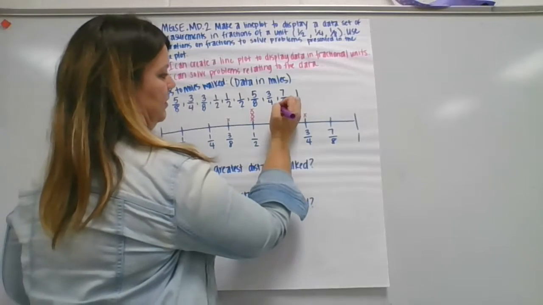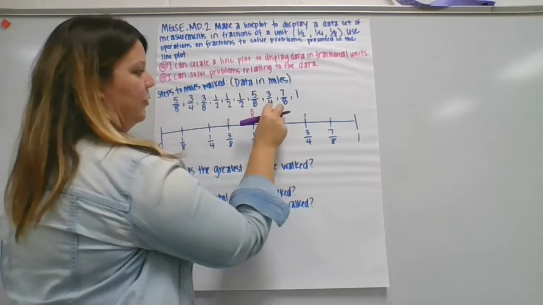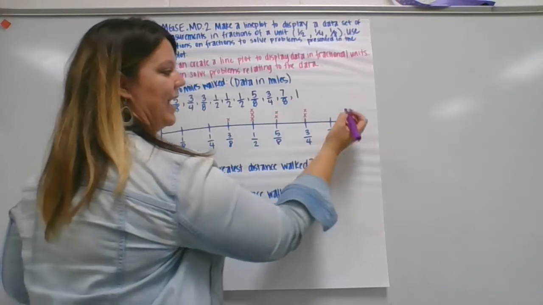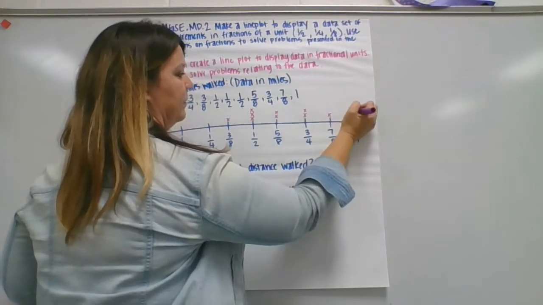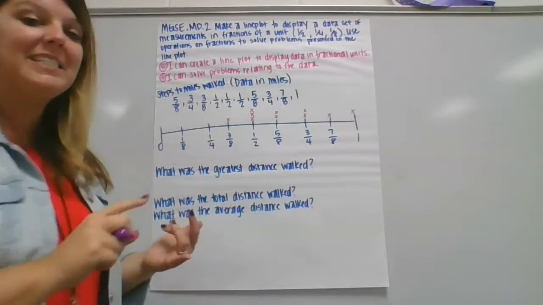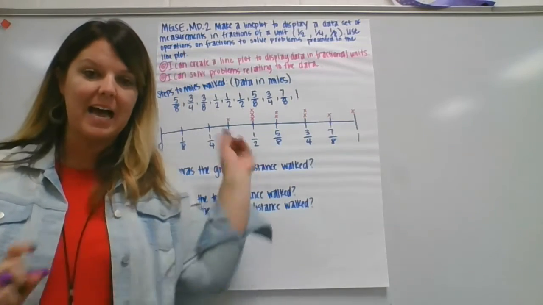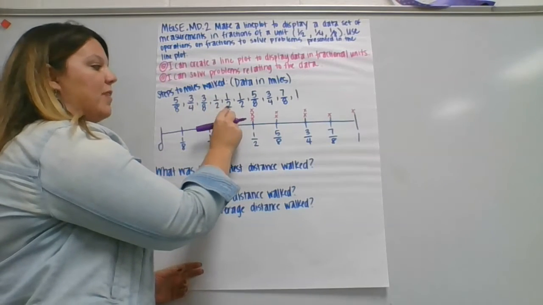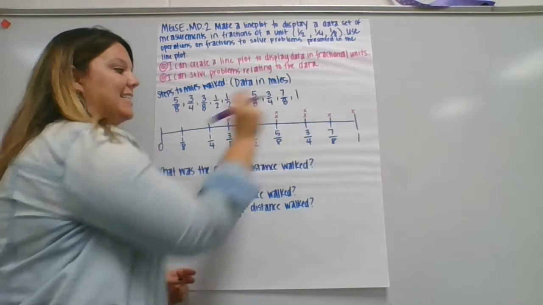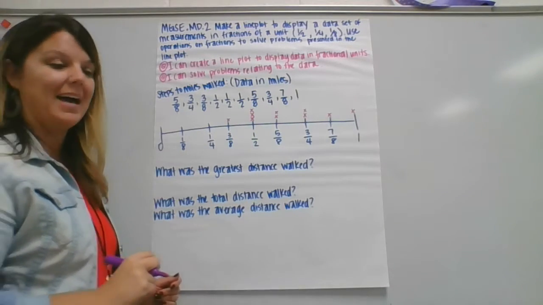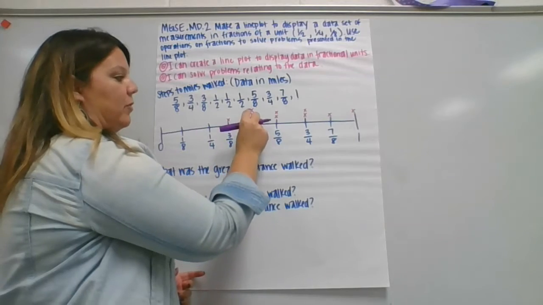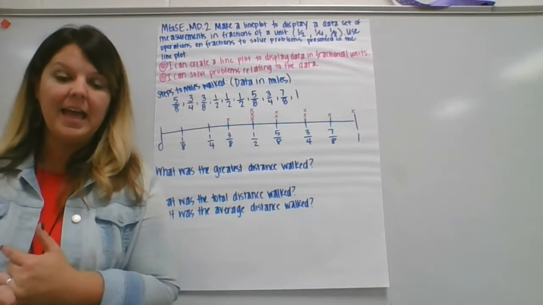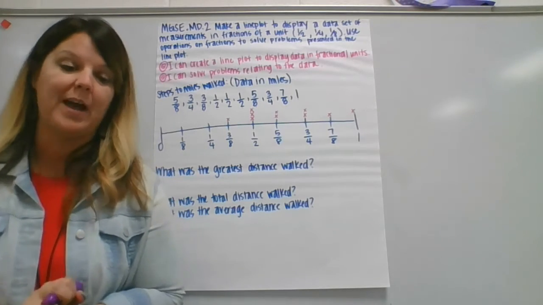5/8 here, 3/4, 7/8, and 1. I should have the same number of X's on my line plot as I have data points to enter. So if I count them, 1, 2, 3, 4, 5, 6, 7, 8, 9, 10, I should have 10 X's on my line plot. That way I know I've used them all and my line plot is correct and accurate.